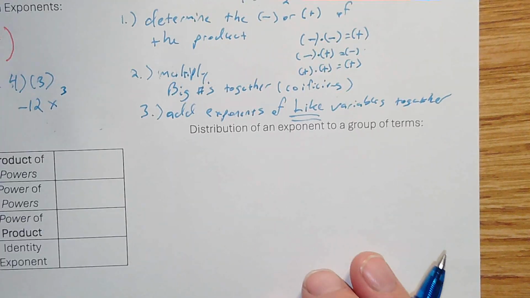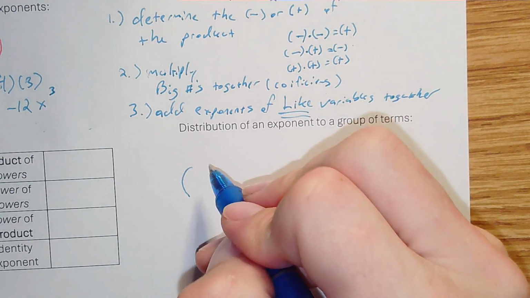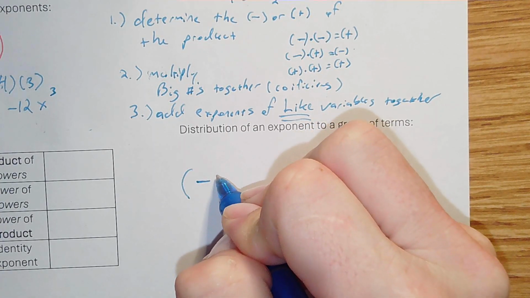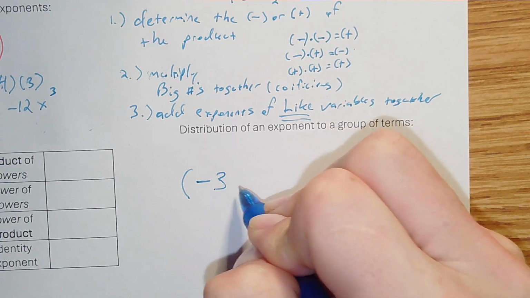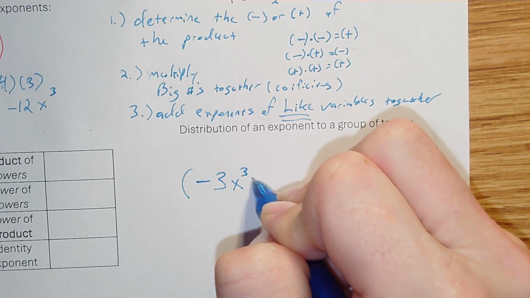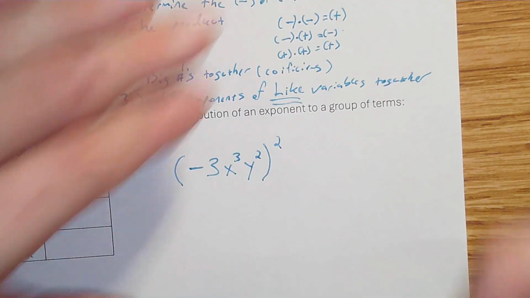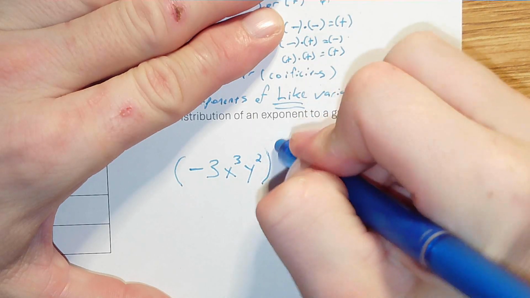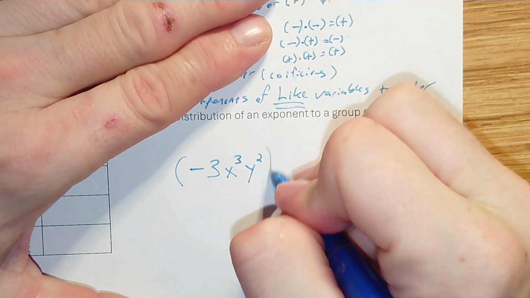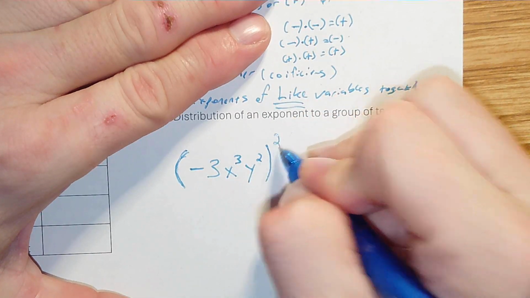Now, let's say I have something inside parentheses, like negative 3x cubed y squared, and I'm going to raise it to a power. Let's raise it to the fourth. Actually, we'll square it, to make it easy. We're going to square this whole thing first, just to make it easy.